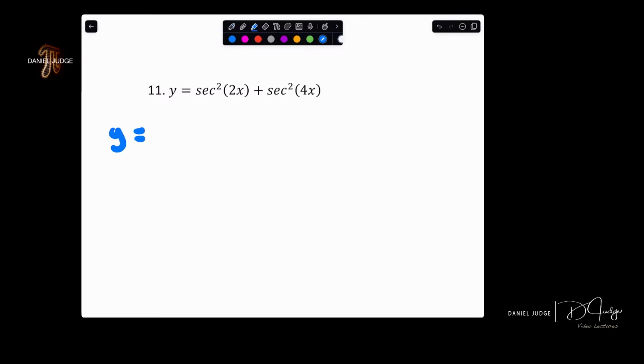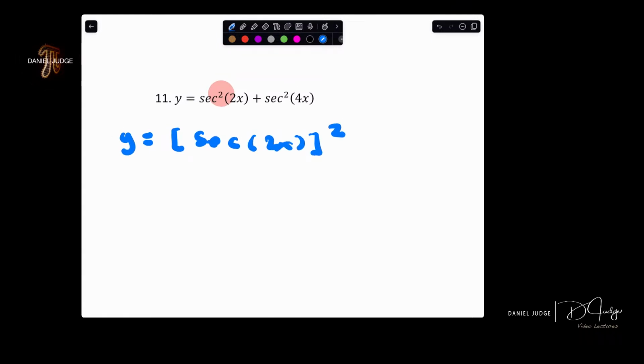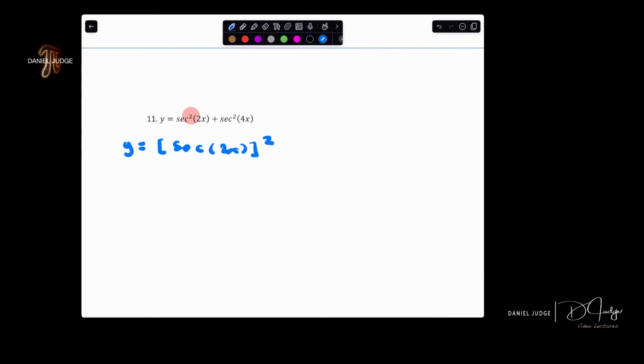A lot of times students don't know what secant squared really is algebraically. So all that is secant to the second power. And that's plus, this is kind of not a question. I'm going to leave my comments alone.